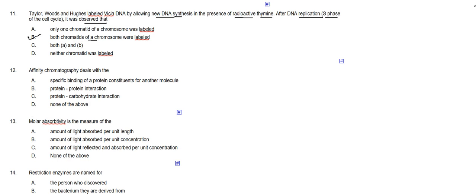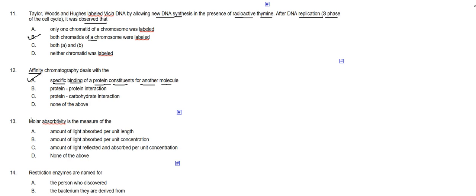So next is number 12, affinity chromatography deals with. Affinity chromatography deals with specific binding of a protein constituent for another molecule. There will be a specific binding of a protein constituent. This is affinity chromatography.